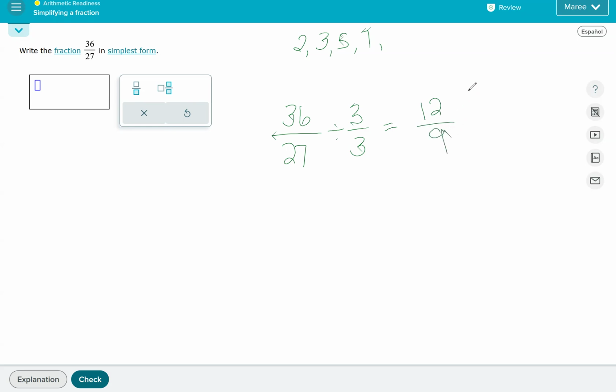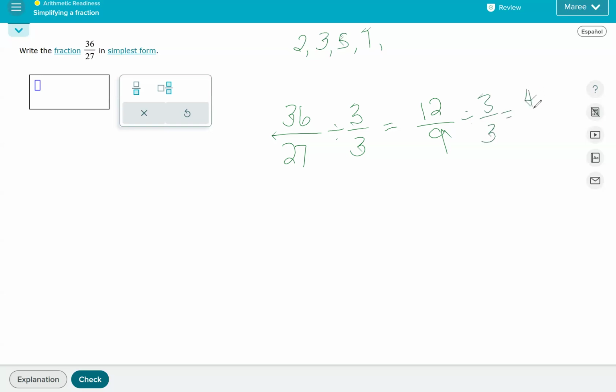Then we look again. So we keep looking until both of the numbers are either prime or one of them is prime and it doesn't go into the other one. So 12 and 9, again, 2 is not going to work because it didn't work in the beginning. So we look at 3 again. 3 goes into both 12 and 9. So we'll go ahead and divide by 3 again.